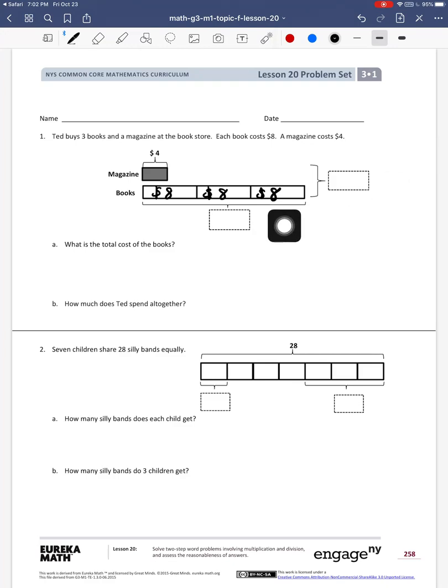That equals 3 8s, but we have this one magazine, so we have to add 24 plus 4, and that equals what? Right, 28. 24 plus 4 is 28. Now we know that our 3 books, right, are $24. Now A says, what is the total cost of books? So we have 3 books at $8 a piece, and I kind of jumped ahead there, didn't I? And we know that is $24.